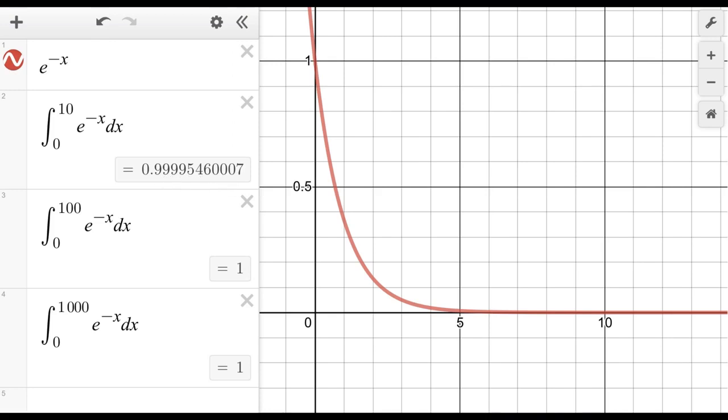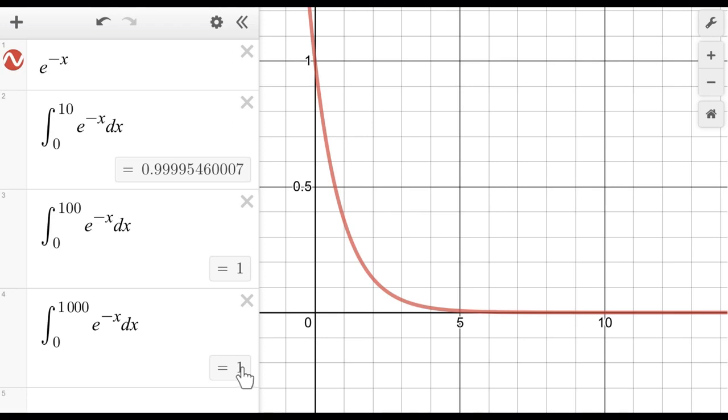0.99995. Well, if we do the integral from 0 to 100, so I increased the upper limit of integration, it came out to 1. It's actually not equal to 1. It is still a very large decimal, but the Desmos calculator is going to round that number to 1 because it was so close to 1. And you can see if you keep increasing that upper limit tenfold to 1,000, our answer did not change. The integral did not change.